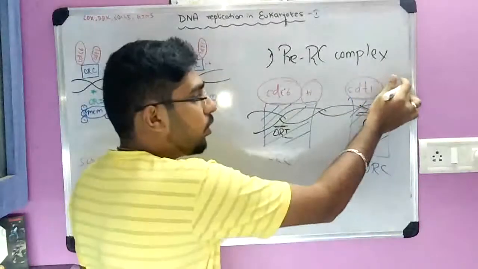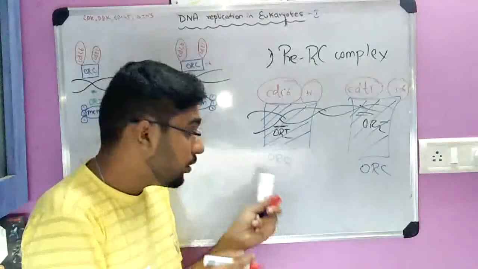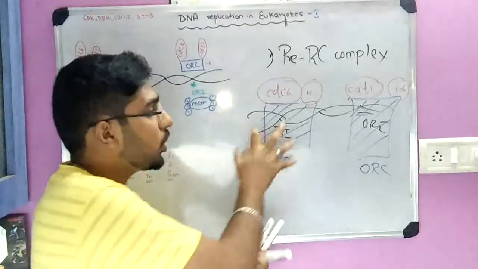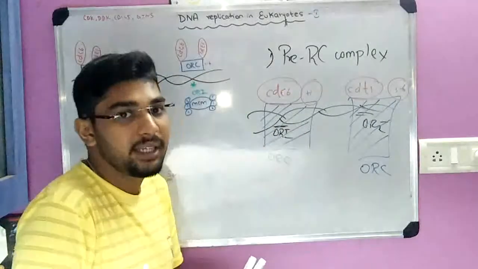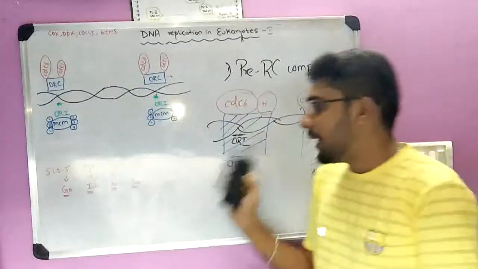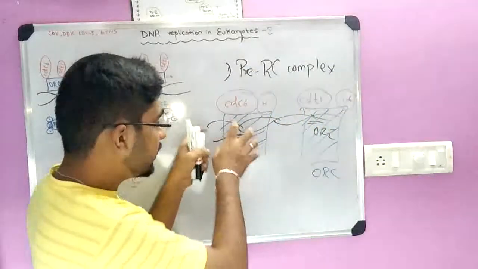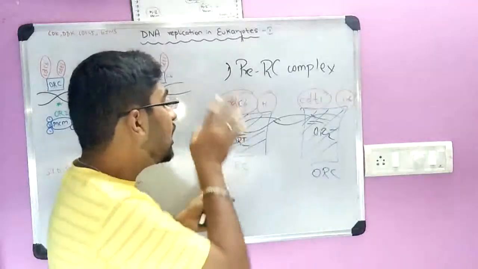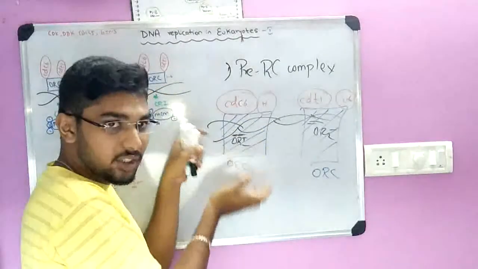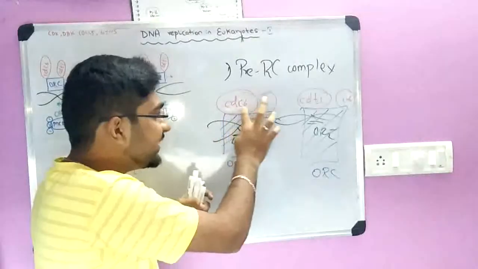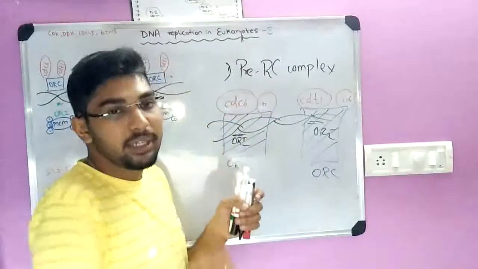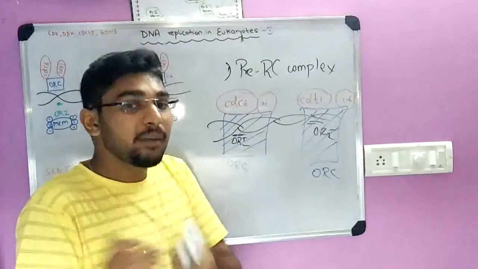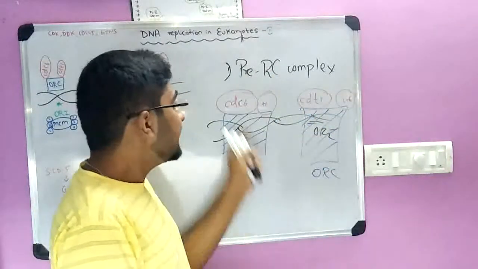CDT1, CDC6. So now if there are 1000 ORI sites, in all the 1000 ORI sites, the process will occur simultaneously. The first part that happens is the ORC, the origin recognition complex, which comes and binds to the ORI site. After binding this complex, two important proteins called CDC6 protein and CDT1 protein come and join. As I said, however many ORI sites there are, this process will occur simultaneously at all sites.